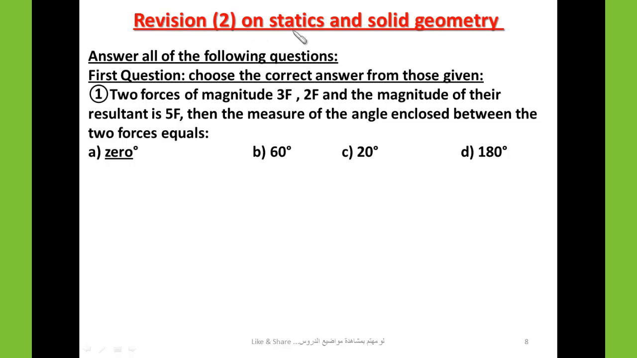Revision 2 on statics and solid geometry. Answer all of the following questions. First question, choose the correct answer from those given.